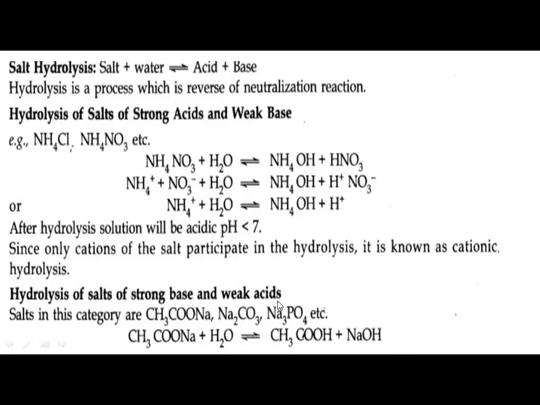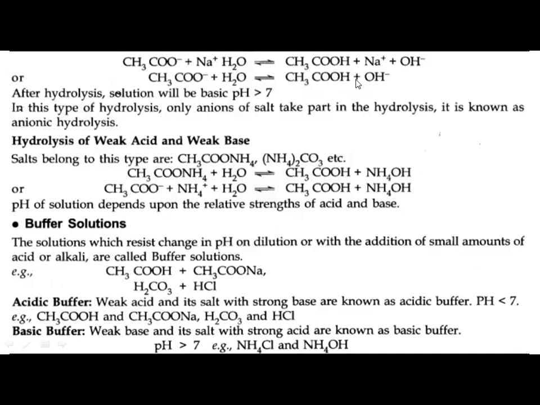Hydrolysis of salts of a strong base and a weak acid. Strong base and weak acid. So here, what will happen? You will get CH3COOH and OH− ions. After hydrolysis, what will the solution be? OH− ions are there, so it will be basic. pH will be more than 7. Only the anions of the salt take part. Therefore, it is known as anionic hydrolysis. I have shown you cationic and anionic.